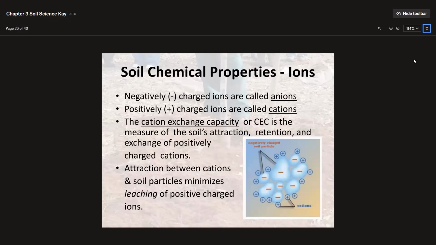So you can see in the little diagram, you've got your negatively charged soil particles and your positively charged cations. And what does it do? It kind of clumps it together, right? That's how they make those lovely little aggregates, right? That's all the process. It's by these positively charged cations.